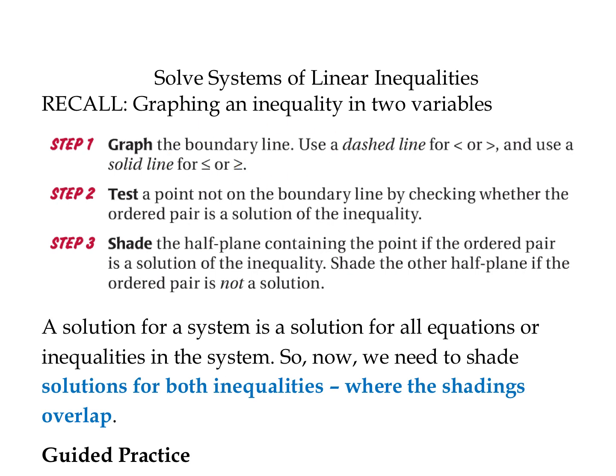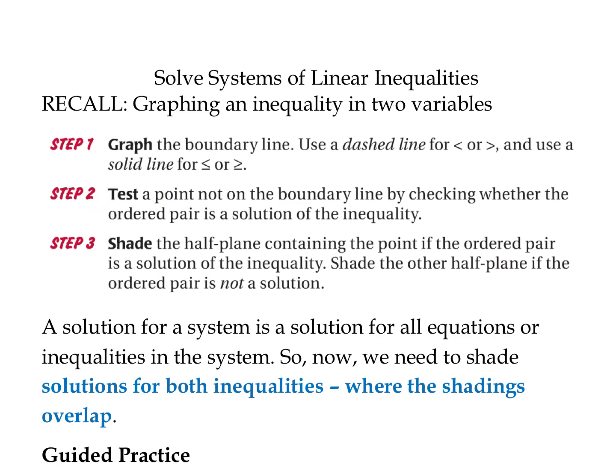That's where we can pick a point, typically 0, 0 if possible, because it's easy to plug in, and see if that point works so we know what side of the line we should be shading. Then after we test the point, we'll shade either the side with the point if it is a solution, or the side that doesn't contain that point if it's not a solution. So we're going to graph the boundary line, test a point, and then shade one side of the line or the other.